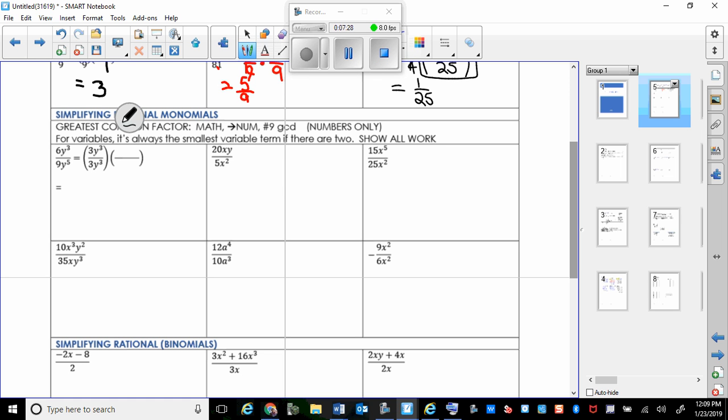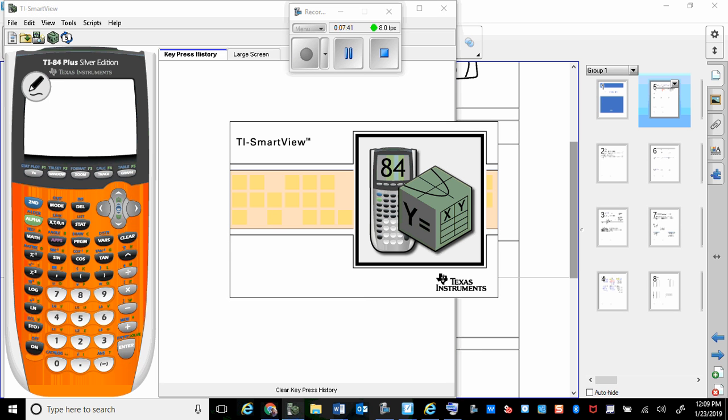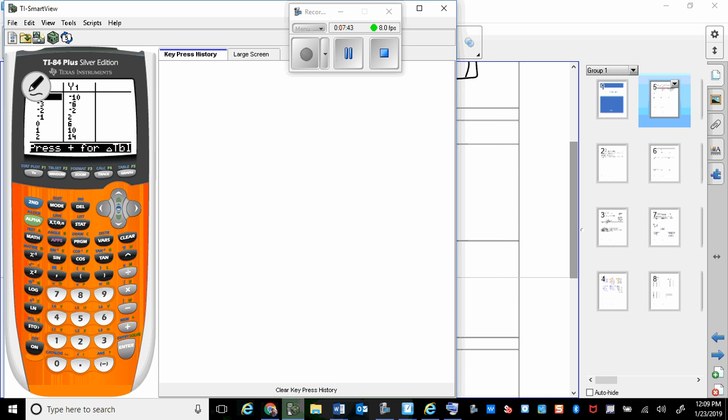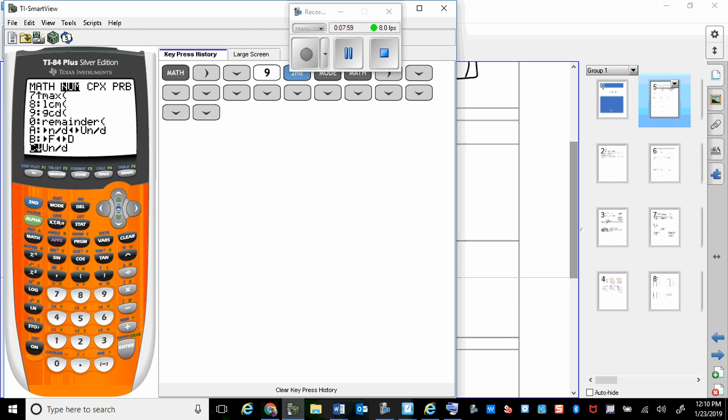If you're struggling with that greatest common factor, we can also use the graphing calculator. So you go to math, right arrow over to num, and go down to GCD, press 9. So let me try that again. Math, right arrow to num, 9.